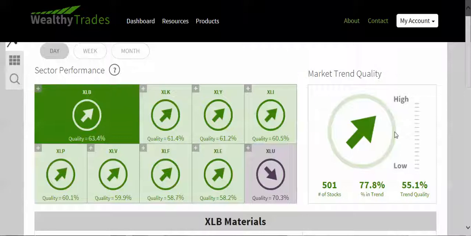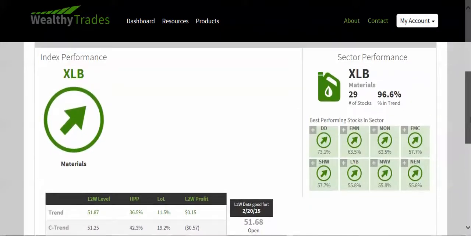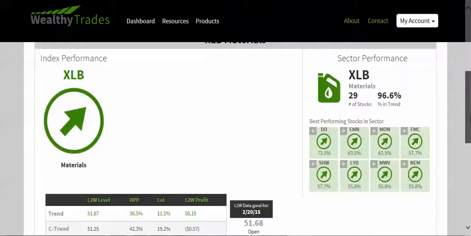Therefore, we have an uptrending market. We need to have a bullish bias because the quality is good. We need to put the odds in our favor, focus on the materials sector. Drill down analysis says let's focus on the stocks within the materials sector and find the stocks that give us the highest probability of success. We do that by looking and seeing these are the 8 stocks that give us the highest probability of success.